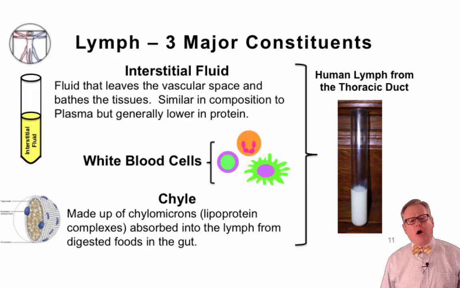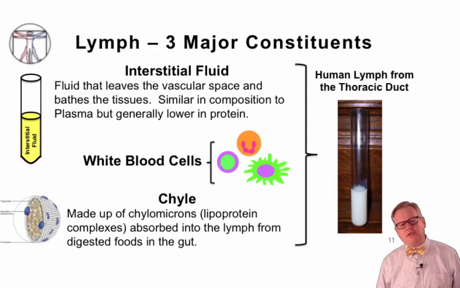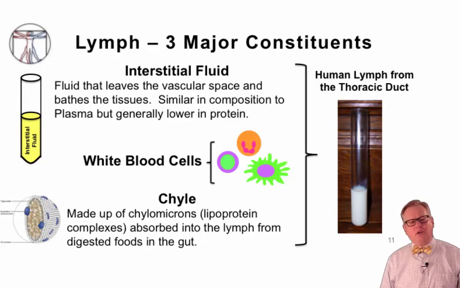Lymph is composed of 3 major constituents. The interstitial fluid, which is the fluid that leaves the vascular space and bathes the tissues. It has a makeup much like plasma, although it is somewhat less concentrated in protein than plasma is. Lymph also contains white blood cells that leave the vascular space and circulate through the tissues, and it includes chyle, which is made up of chylomicrons, which are lipoprotein complexes that are absorbed into the lymph from digested foods in the gut.